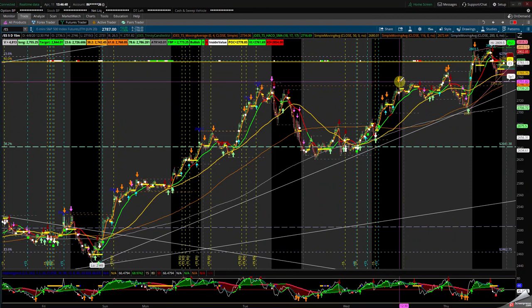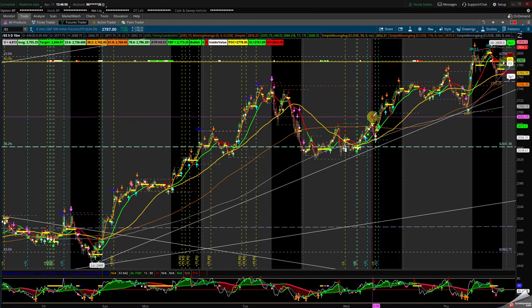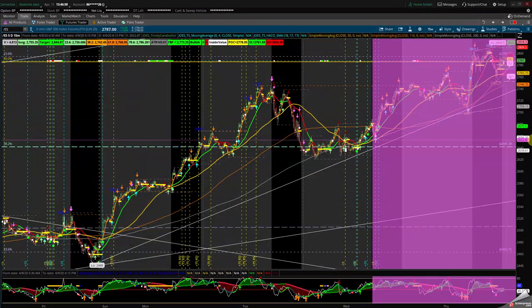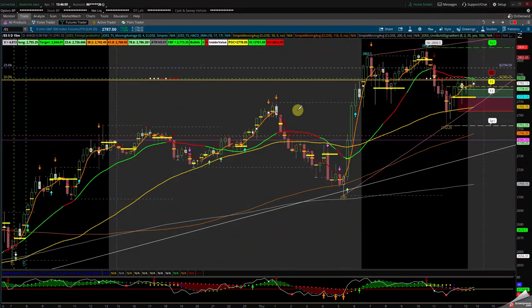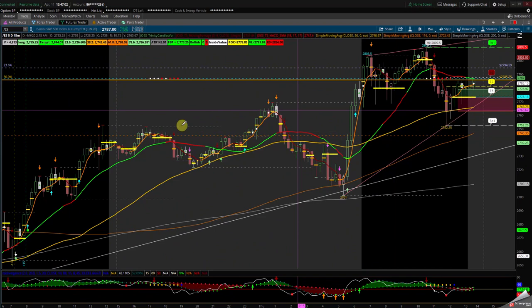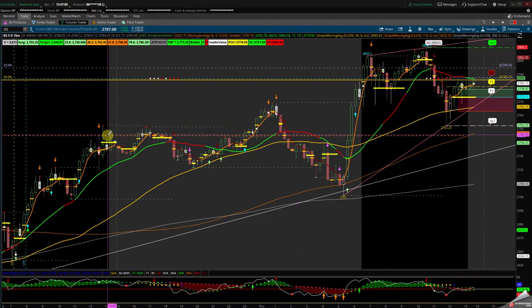This acted as support, and we got a nice rebound, back bounce to the 50% fib, which is on the daily chart from high to low. Once again, the high was 33.97 and the low was 21.74 from the coronavirus, and we retraced 50% of the move.